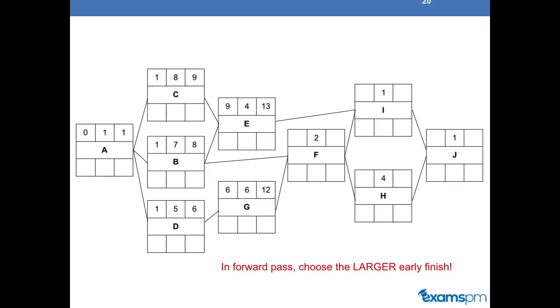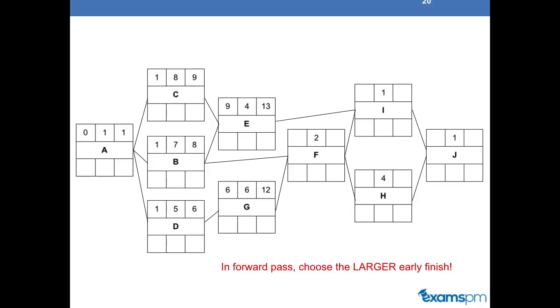In parallel, we can also do activity G. Activity G follows D, which has an early finish of 6 weeks, which means G can start at week 6. Since it has a duration of 6 weeks, its early finish is 12 weeks.